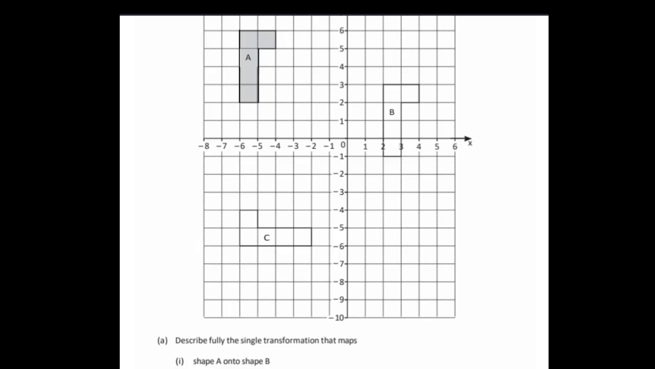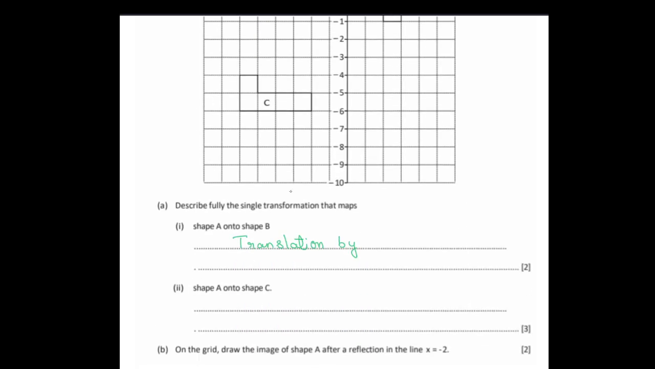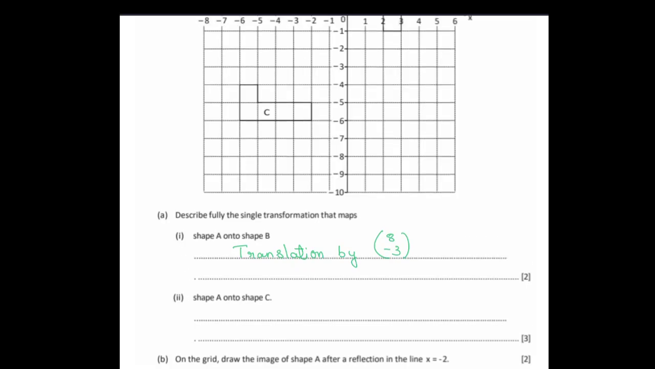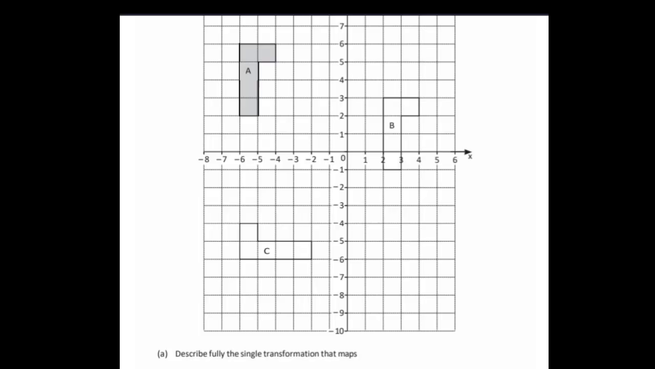So write down here 8 minus 3 as vector. This is the first question in A. Now in the second question A, shape A onto shape C. What is the transformation here? Shape A onto shape C.